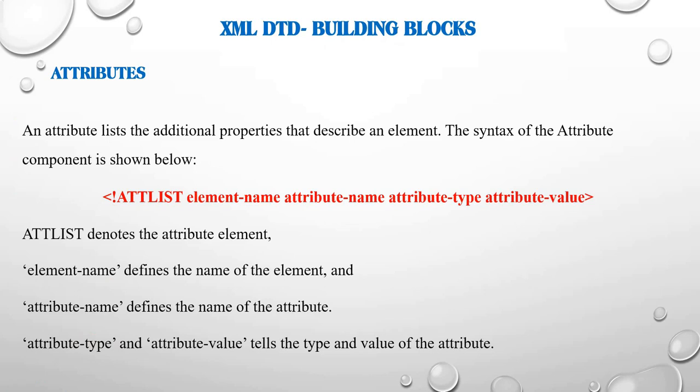Next, we can include an attribute list inside the DTD. An attribute list contains the additional properties that describe an element. The syntax of the attribute component is shown below. So this is how we have to include the attribute element inside the DTD. Here element name defines the name of the element. Attribute name defines the name of the attribute. Attribute type and attribute value tell the type and value of the attribute. So now we have included elements and attributes inside the DTD.